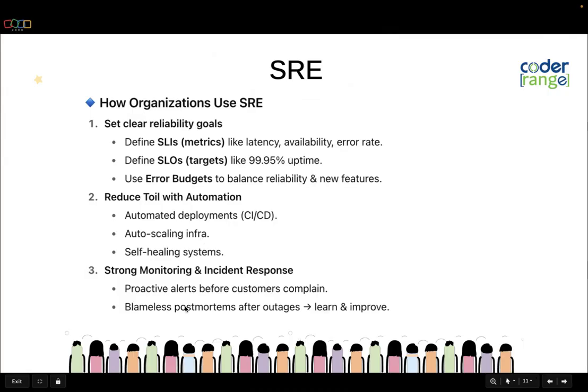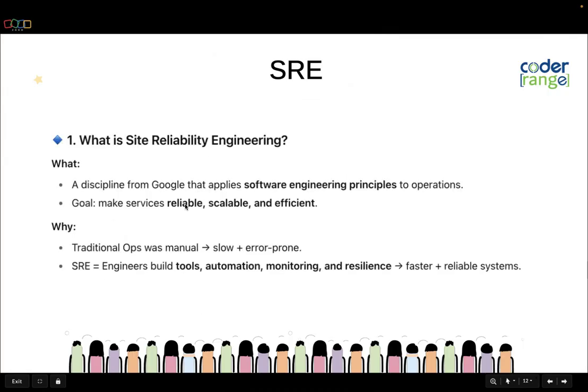But monitoring, and a strong understanding of why a downtime happens, and immediately how we take care of that monitoring part. This SRE was initially a discipline from Google, and it applied software engineering principles to operations, to make all the services reliable, scalable, and efficient, because traditional operations were manual and slow, and people had to handle it. So SRE engineers build tools and automation, monitoring and resilience.